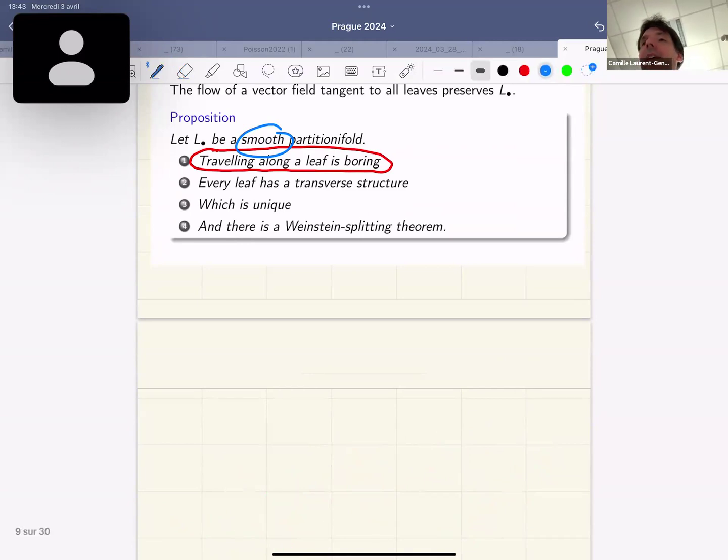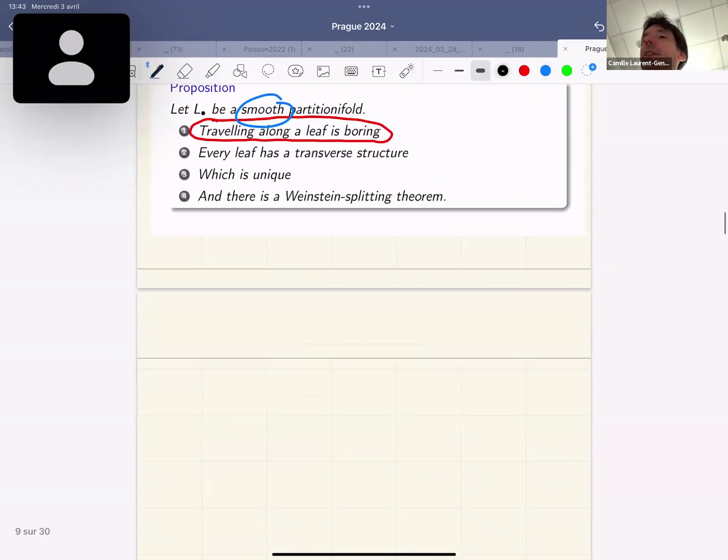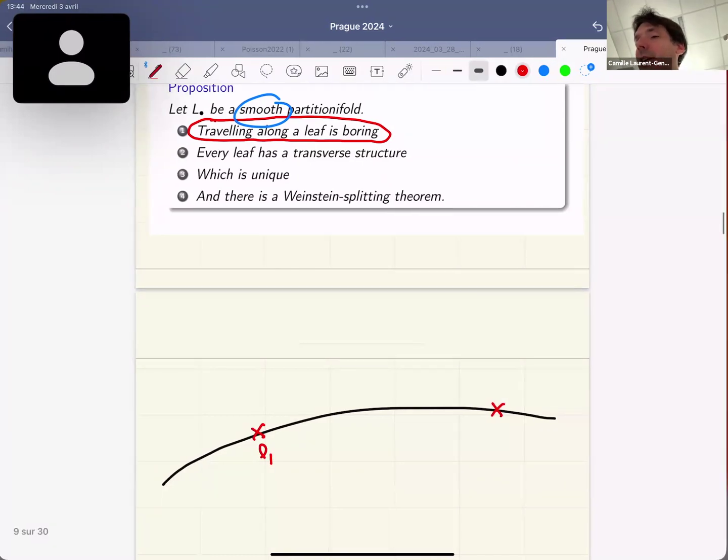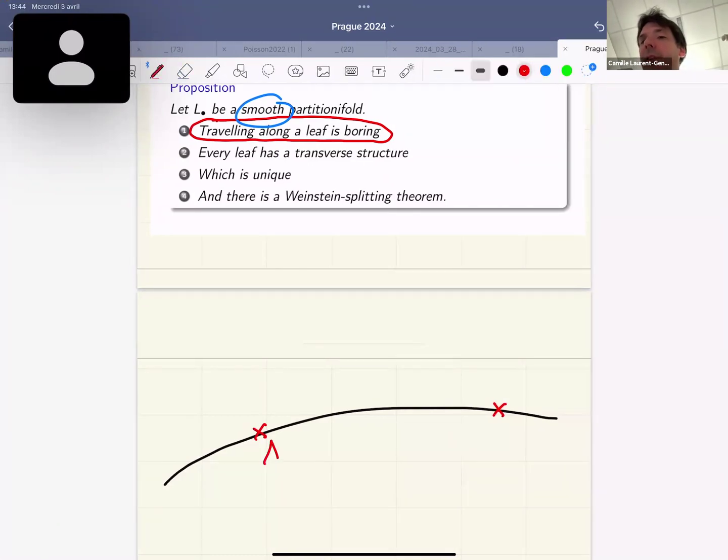Okay. And in fact, you can say more than that. Like I take my leaf like this. I take 2 points on the same leaf. I call them A and B. And so I say that near here, and near here, we get in fact the same smooth partition deformed.